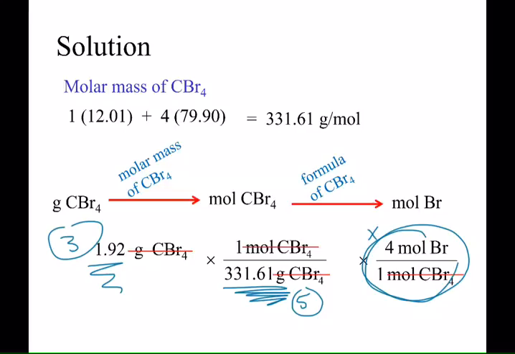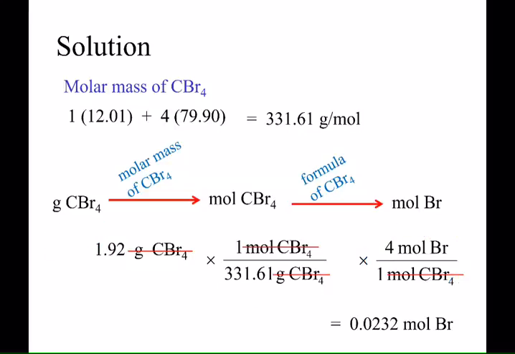So how do we need to round our answer? I'm liking 3 sig figs. So 3 sig figs, and I get 0.0. Remember that first 0 is just a placeholder. 0.0232 moles of bromine. Very good.